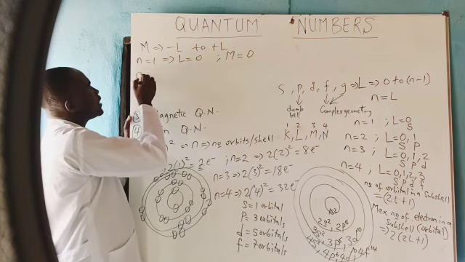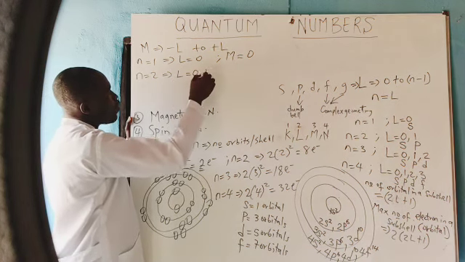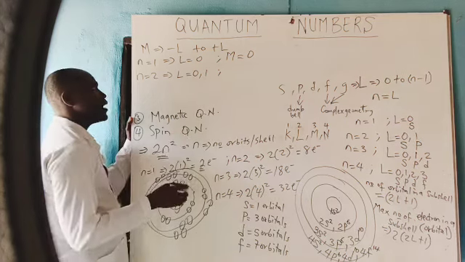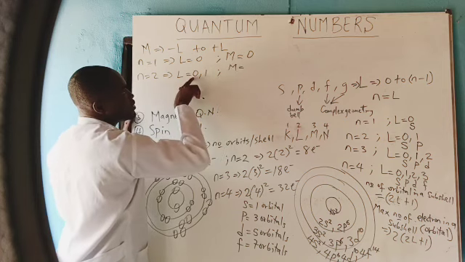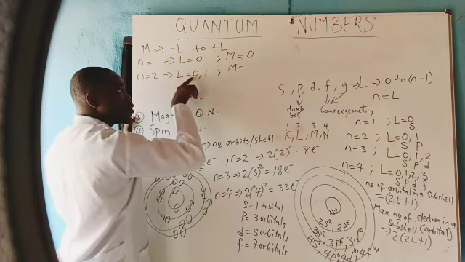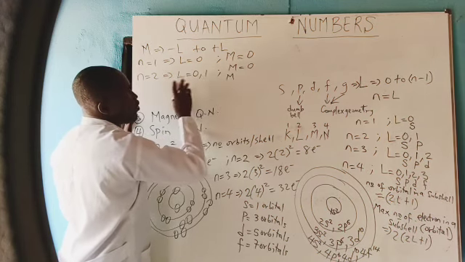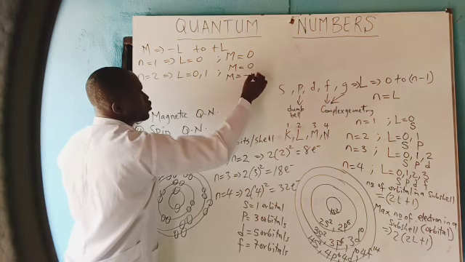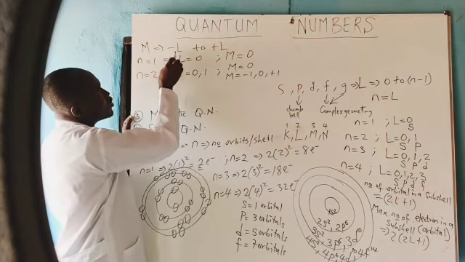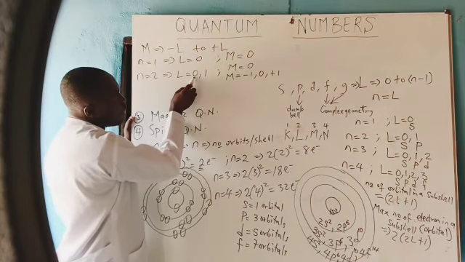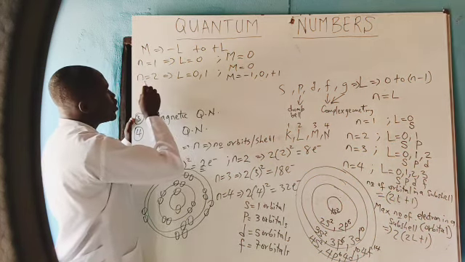Okay. When n is equal to 2, we said that L ranges from 0 to 1, right? Then what we now say is that for L equal to 0, it will have m equals 0. And for L equal to 1, it will have -1, 0, and +1. That means it ranges from -L to +L. So we do the one of L equal to 0 first, then for L equal to 1.